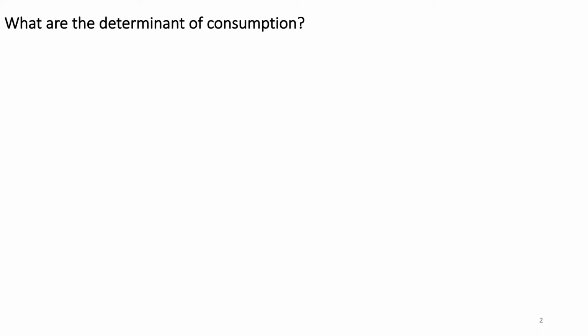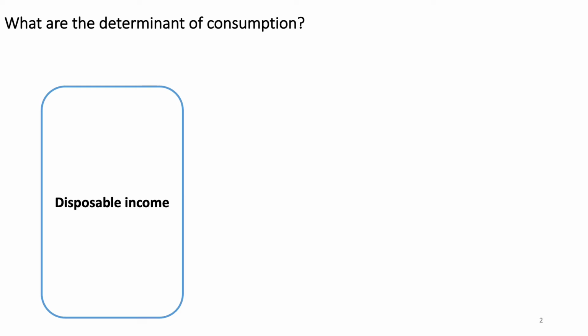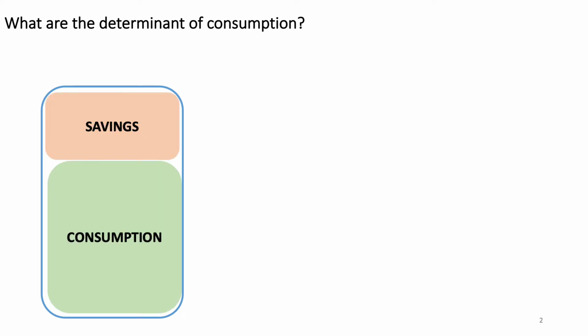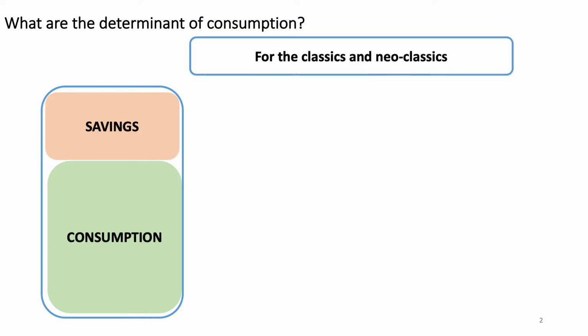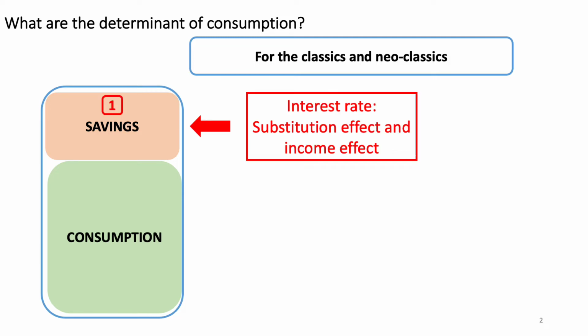First of all, the income of households has only two possible uses: consumption and savings. So when we talk about the determinants of consumption, we also talk indirectly about the determinants of savings. For a long time, economists thought that consumption and savings were essentially determined by the interest rate. According to the classics and neoclassics, an increase in the interest rate can result in a decrease in present consumption in order to increase savings and future consumption.